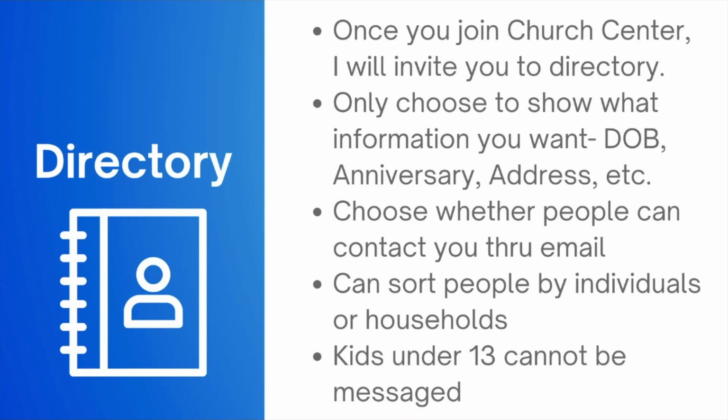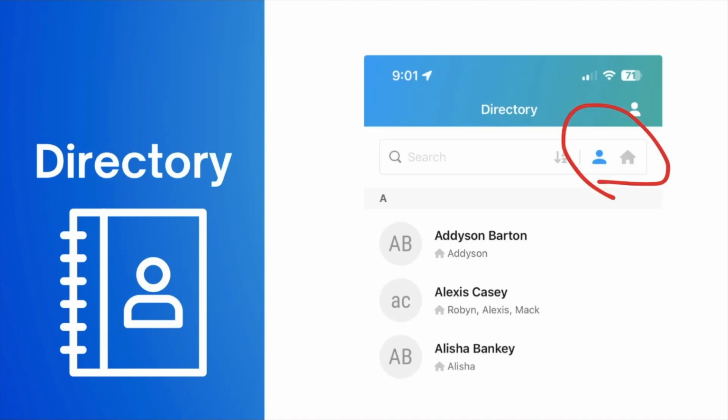Children, if they have the Church Center app on any of their smart devices and they are under 13, cannot be messaged through the directory or the app. You can see there where it's circled, there's a person icon and a house icon. That is how you switch back and forth between sorting people in our directory by either individual or household.